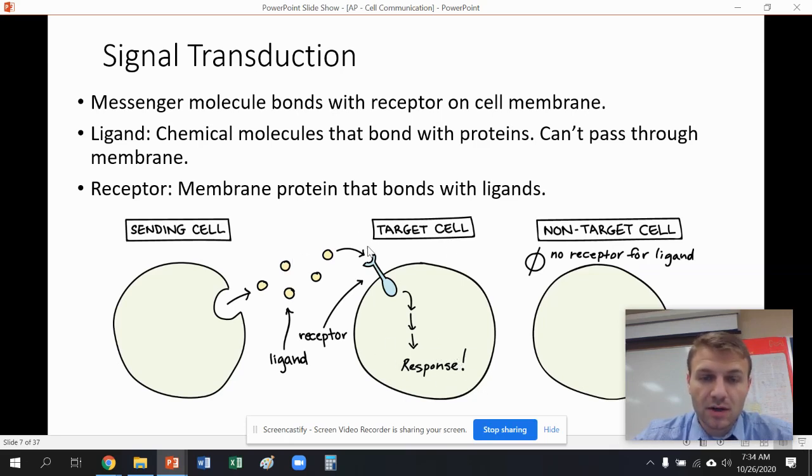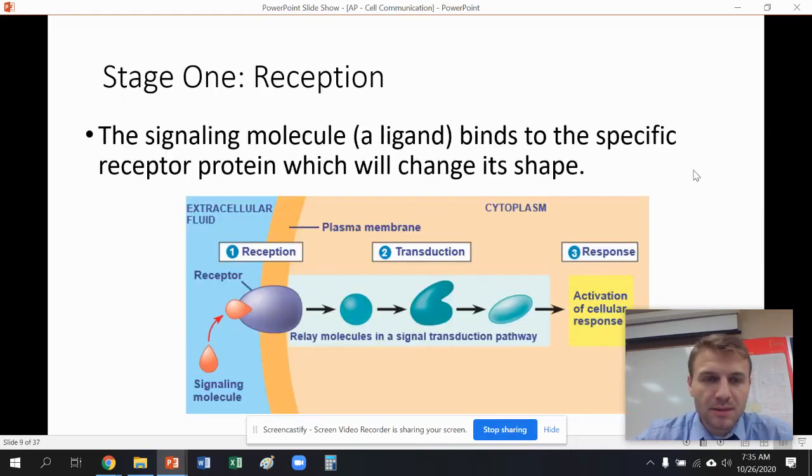Now, the big thing here is that we're going to target this to specific cells, so not all cells will have the same receptors. Think about your liver cells and your skin cells. They're going to have different receptors because they're looking to have different cellular responses, and you want that differentiation between your cells. There are 3 or 4 main steps within signal transduction. You're going to see it different in different places. I have 3 here. First is going to be your reception.